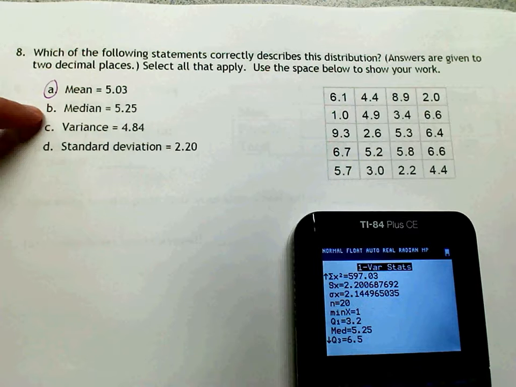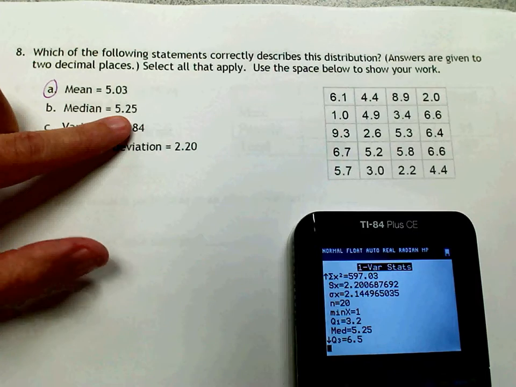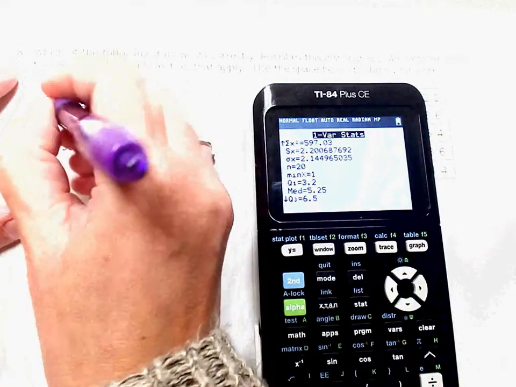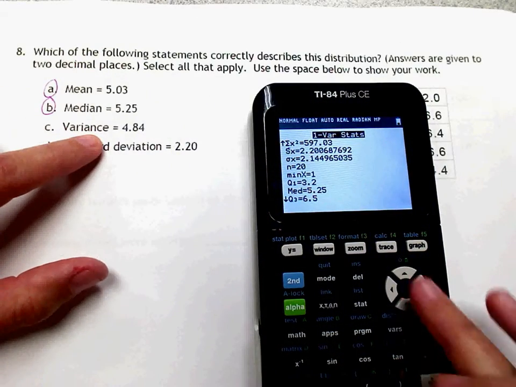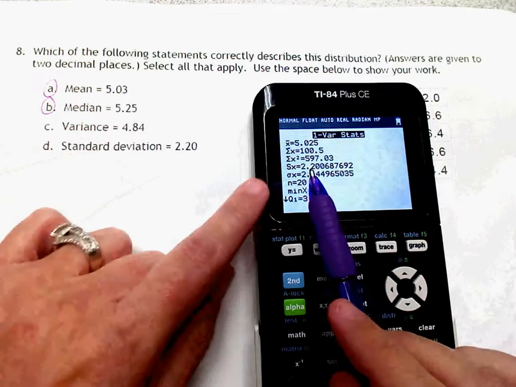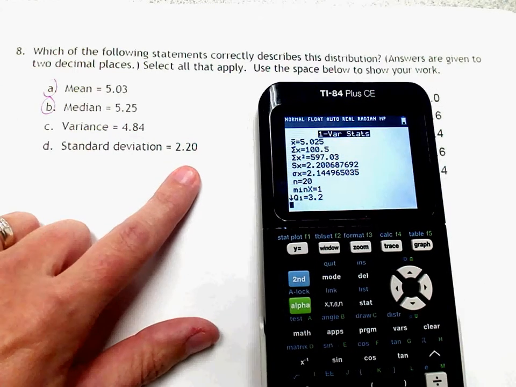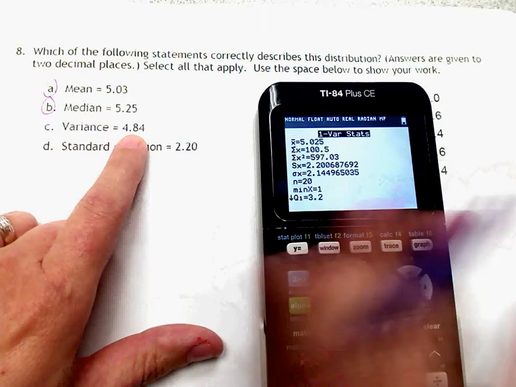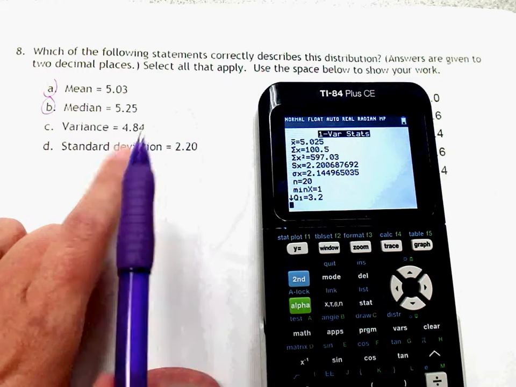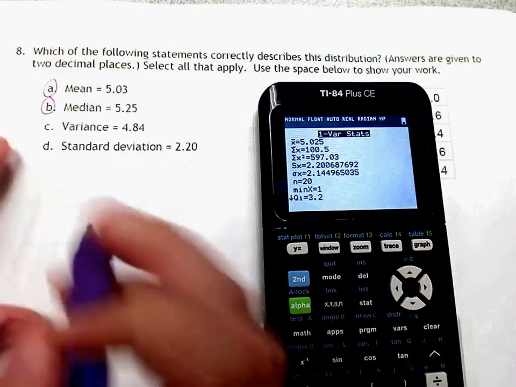Then I'm going to scroll down here to the median, and it says the median is 5.25, and that's what it says right here in my calculator. You can see that, 5.25, so that is also true. Now, if you'll remember, the variance is the standard deviation squared. So if I take 2.200 whatever and square it, I should get this. So I'm going to hold off on that first, and I'm going to check my standard deviation before I get off this screen. So your standard deviation is 2.2006, and so 2.20, so that is true.